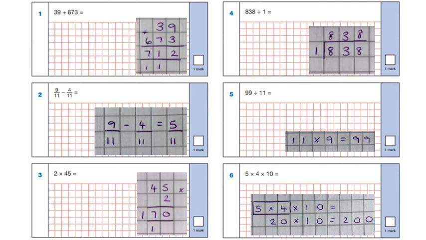So the next question, 838 divided by 1, I've written out a method for it, but actually that is a massive waste of time in a test. You know that any number divided by 1 is going to be itself.